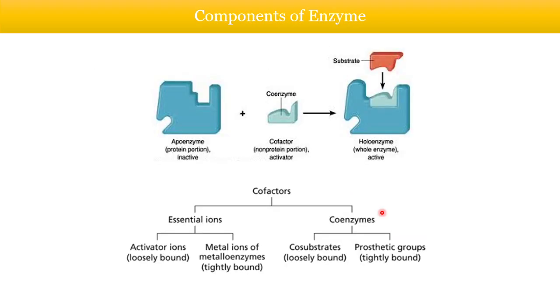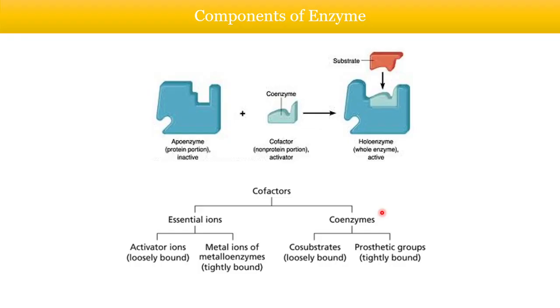Now, the components of enzymes are very important to understand, one of which is the apoenzyme. Apoenzyme is the protein portion of the enzyme which is inactive, and it requires certain cofactors, which is the non-protein portion or the activator of the particular apoenzyme. Now, these cofactors mostly include your essential ions or coenzymes. Essential ions in the sense, sometimes you require divalent cations, metal ions like in the metalloenzymes. Even hemoglobin requires a metal ion for its activity, things like that.